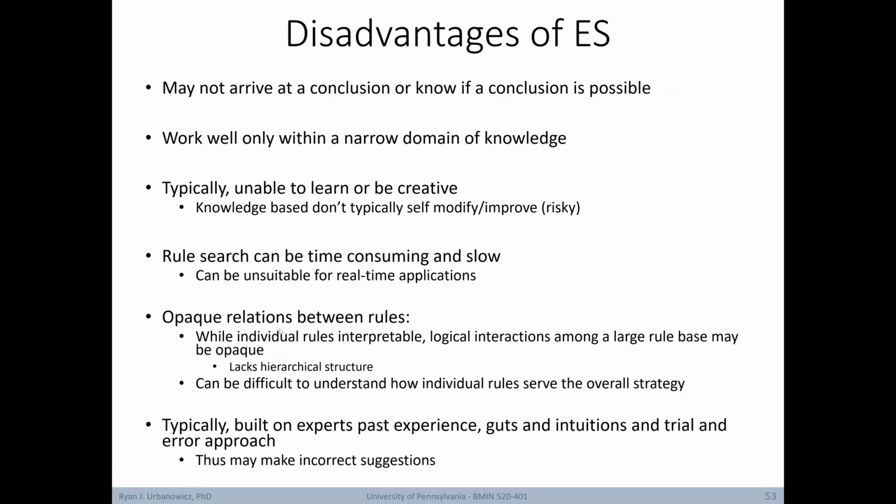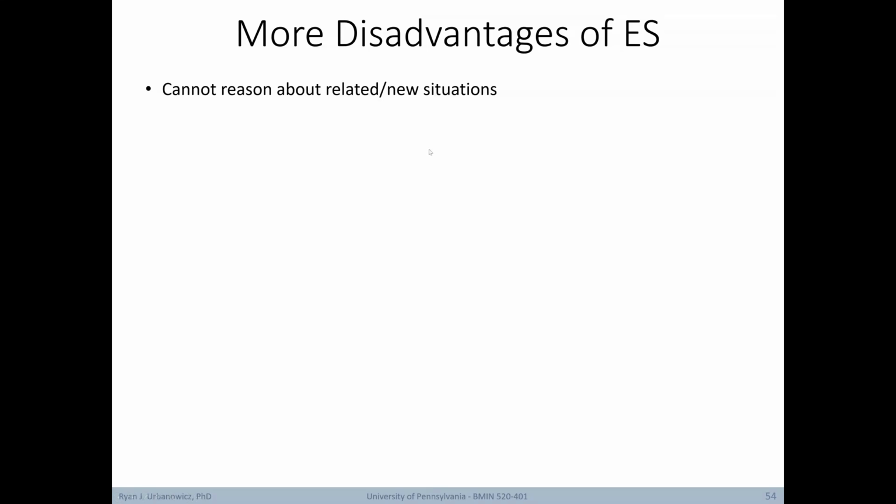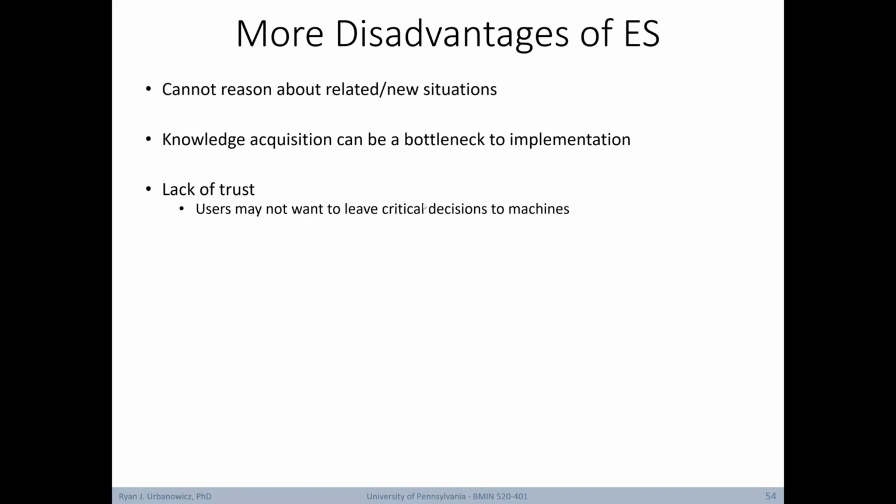Also, expert systems are typically built on an expert's past experience, the guts and intuitions, and trial and error approach. Thus, due to the fallibility of the people who put it together, the predictions, suggestions, or conclusions that it makes can also be incorrect. Some other notable disadvantages of expert systems: they can't reason about situations that are just related or entirely new. Also, knowledge acquisition can be a bottleneck for implementation, as this can be a very time-consuming and difficult process. Also, at the end of the day, some people might have a lack of trust for using expert systems, as they don't want to leave critical decisions in the hands of machines.